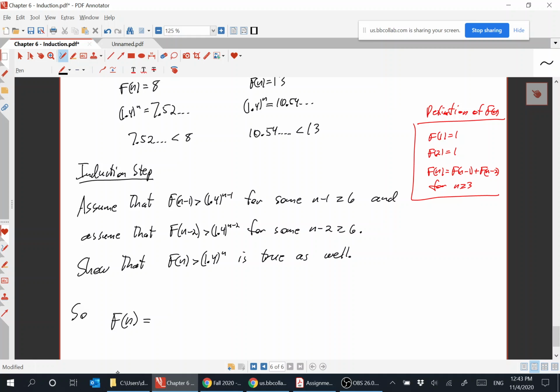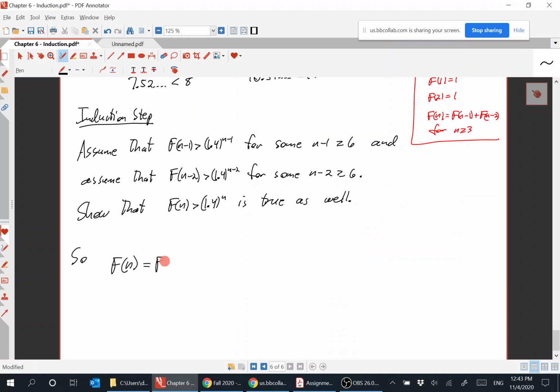We know it equals f of n minus 1 plus f of n minus 2. What is the reason for that? The definition. That's the definition of the Fibonacci numbers. So that's by definition, and because n minus 2 is at least 6. Because it has to be n bigger than or equal to 3 for that sort of thing to work. By definition, Fn is equal to F(n-1) plus F(n-2).